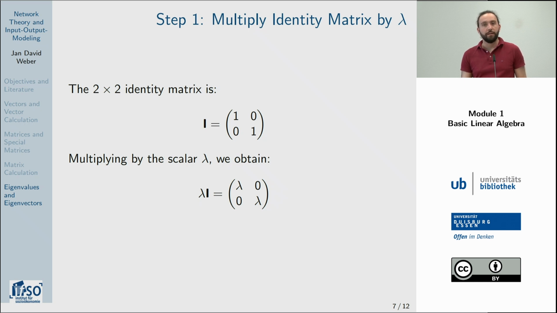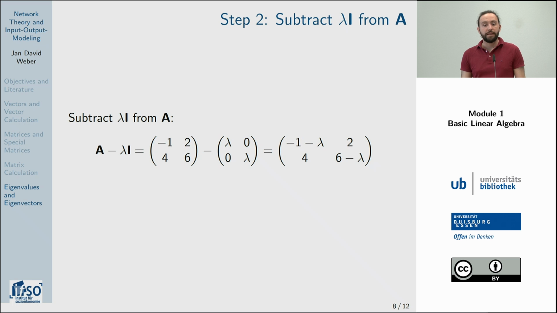Nothing big here. It sounds more complicated in the recipe I just gave you, but this was already step 1. In step 2, you take the original matrix, -1, 2, 4, and 6, and subtract this lambda identity matrix from it.